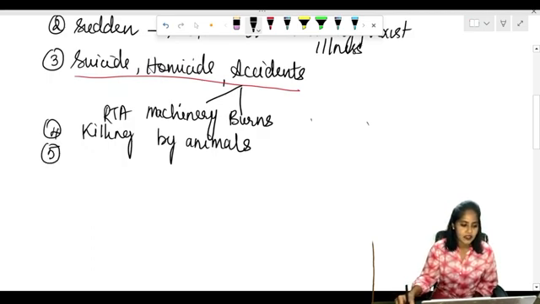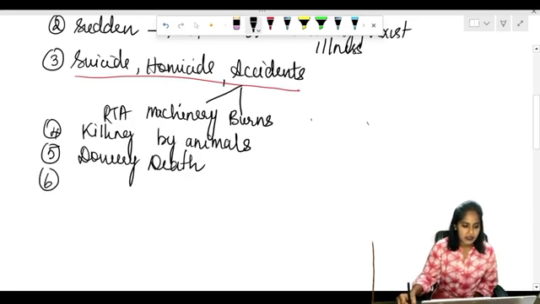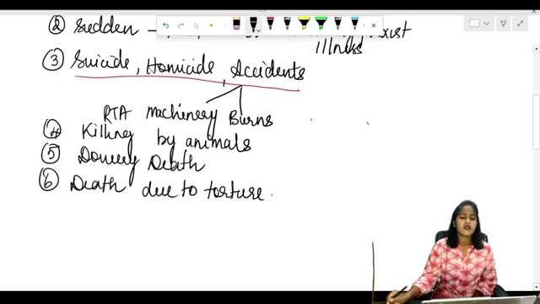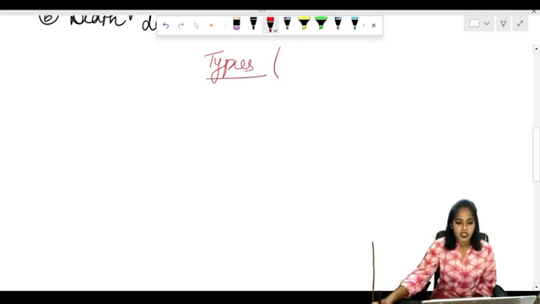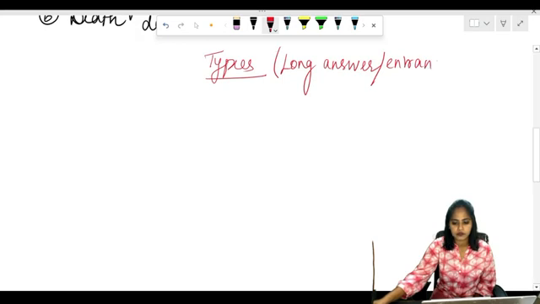And the next one is dowry death. Next is death due to torture. So the simple term is: anything other than natural, everything requires an inquiry. That's it. Broadly, we need to know the types. This is very important in terms of long answers for the UG and also for your entrance examination, right?